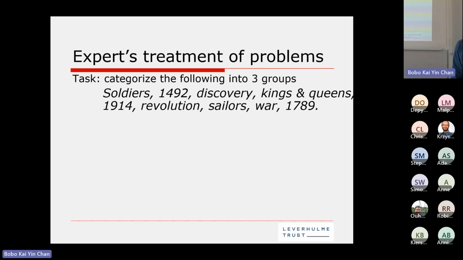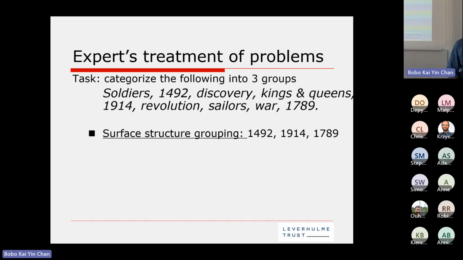Kings, Queens, Revolution, 1789. So that's about the French Revolution. Then 1492, discovery, sailors would be the second category. Yeah, we got you are an expert in history. That is kind of how an expert would categorize.